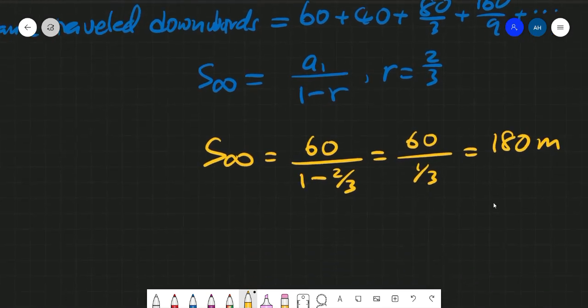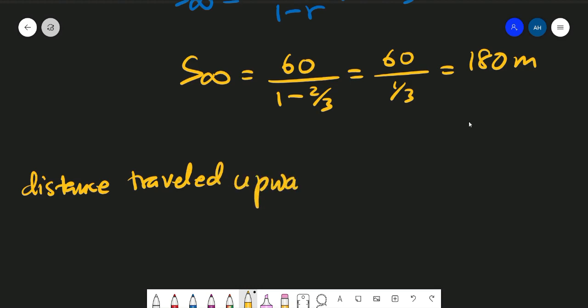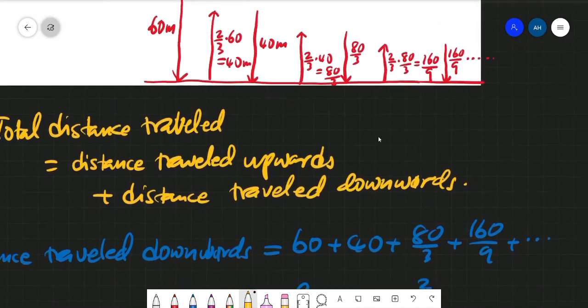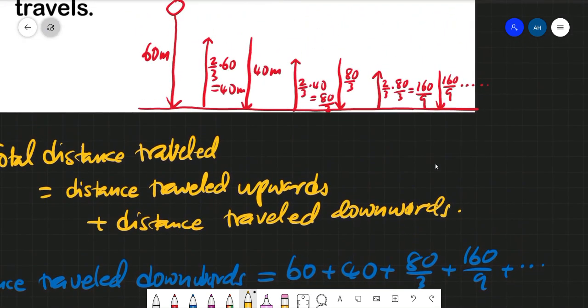Next, we are going to calculate the distance traveled upwards. Equal to what? Now let's list the distances one by one. Okay, let's see our figure again. We have down, this now upwards, right? Yes, we are looking for the distance traveled upwards. First 40, and then this one is up also, 80 over 3, then we have 160 over 9, and so on.